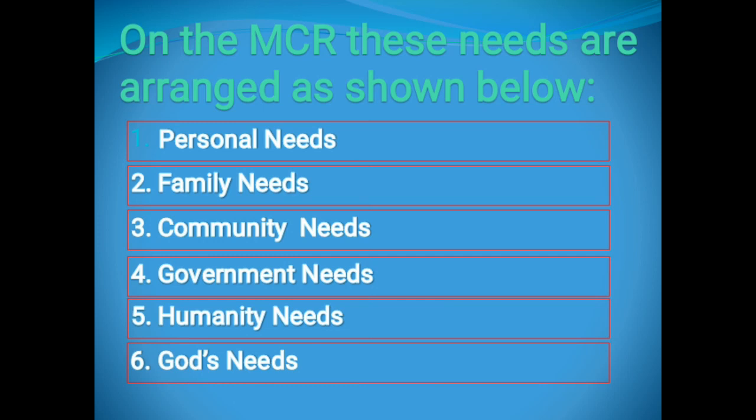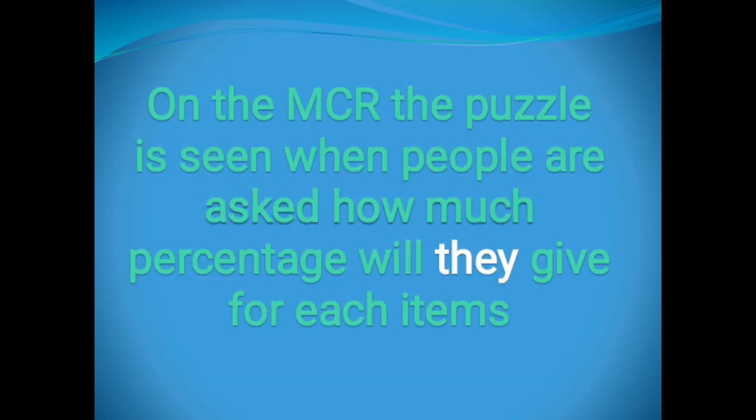We'll discover soon. On the MCR, these needs are arranged as shown below. On the MCR, we have put personal need first. You have to make your personal need first before other needs can be met. So we have family need, community need, government need, humanity need and God's need. In a while you'll understand why this is the right arrangement. So we'll move on. The puzzle is seen when people are asked how much percentage they will give for each of the items that we've mentioned here.